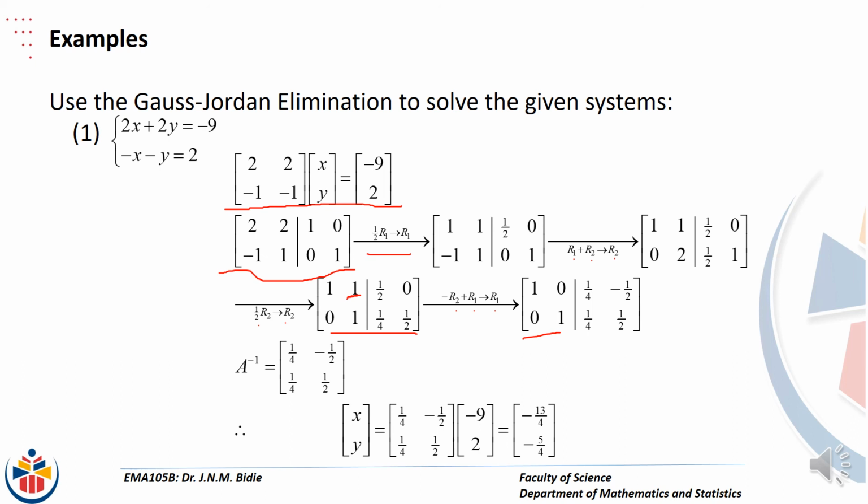Therefore, I've achieved 1, 0, 0, 1 identity matrix on the left. Therefore, A inverse is the matrix that we have there on the right hand side. Then remember we were asked to solve the system. I know that when I've got A inverse, I multiply it to C, and then I get the values for X and Y. Let's go to the next example.